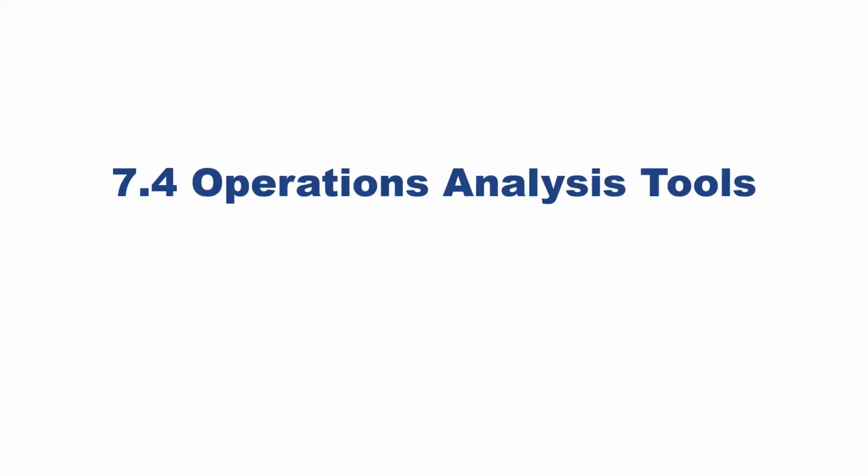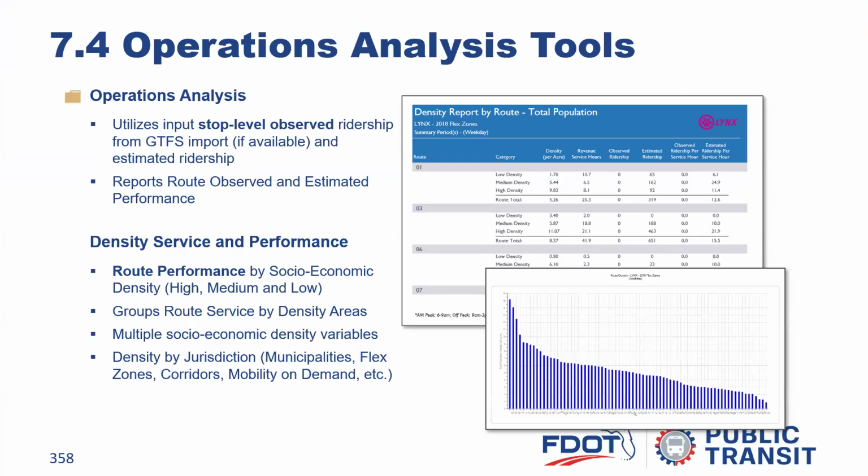Okay, so our next tool set is called Operations Analysis Tool. And again, it is a workflow support tool. It does utilize the stop level observed ridership from the GTFS import if it's available, and the estimated ridership by TBEST. So it gives you route observed and estimated performance. It also performs some density analysis for service and performance.